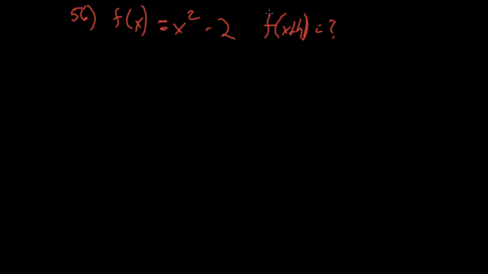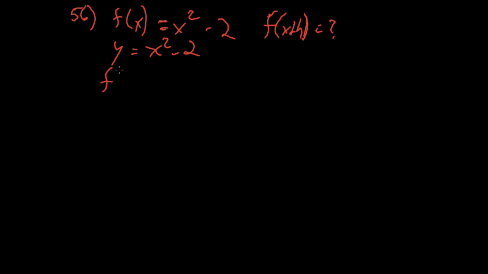Question 56 says, if f of x is equal to x squared minus 2, then f of x plus h is equal to what? Okay, so if you're not familiar with this f of x notation, it's not that difficult. It's basically saying you can replace f of x with y. Y is equal to x squared minus 2.